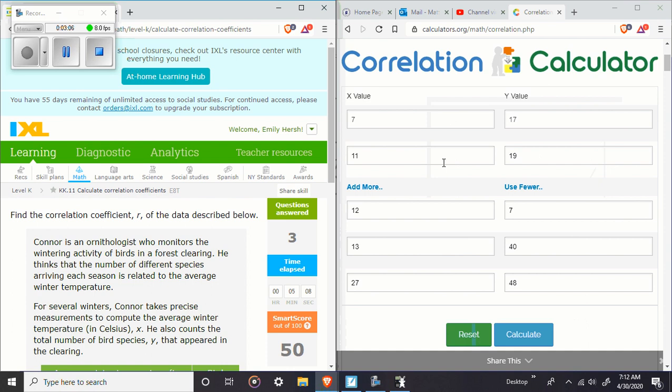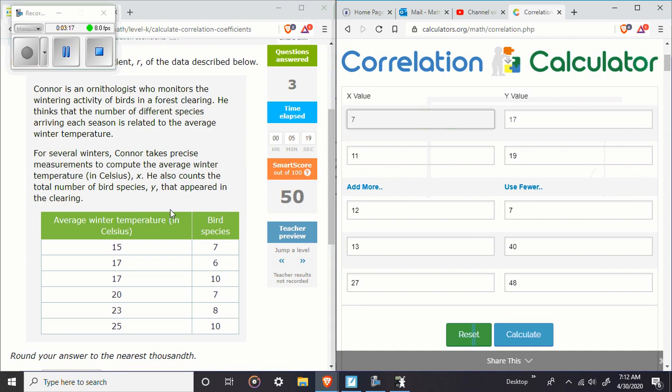Generally speaking, the more numbers you have and the more closely they resemble a linear relationship, the stronger your correlation coefficient will be. Okay. Connor is an ornithologist who monitors the wintering activities of birds in the forest clearing. He thinks that the number of different species arriving each season is related to the average winter temperature. For several winters, Connor takes a precise measurement to compute the average winter temperature in Celsius, so it's not Fahrenheit. And he also counts the total number of species Y that appears in the clearing.